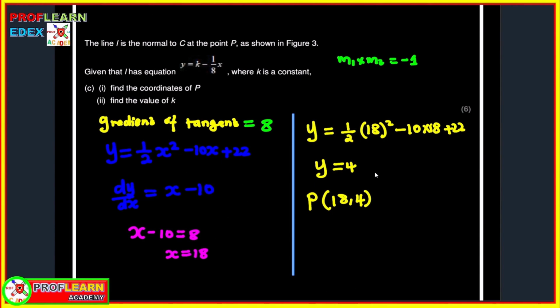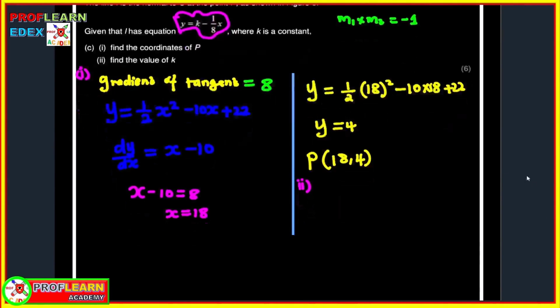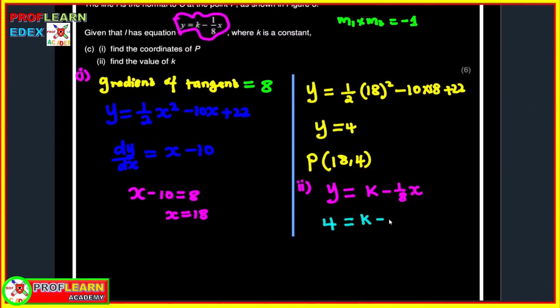Now, in order to find the value of k, because this straight line passes through the point P, we can substitute the x coordinate, which is 18, and the y coordinate, which is 4, into that equation, which will mean that 4 equals k minus 1 over 8 into 18. If we simplify this equation, we get the value of k to be 25 over 4 as the final answer.